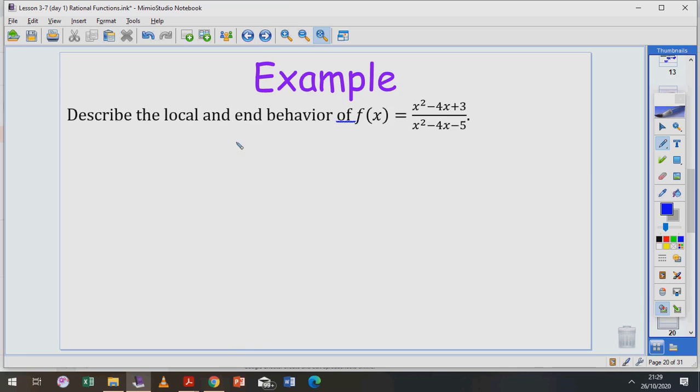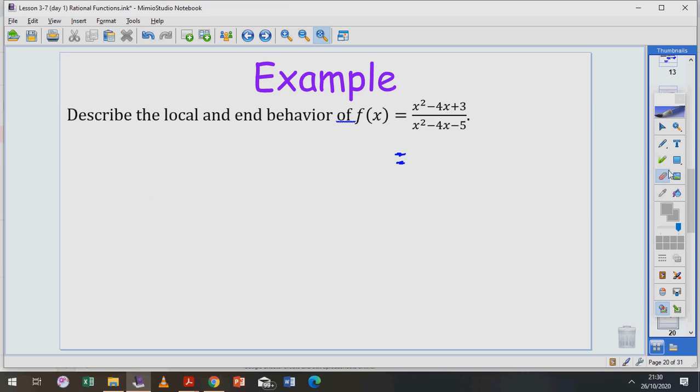The local and end behavior of this function: you're trying to figure out what's happening as x goes to infinity. The end behavior is you're trying to figure out what's happening as x goes to positive and negative infinity, what's happening to the y value? Is it this kind of shape? Is it this kind of shape? Is it this kind of shape? Or is it this kind of shape? That's what you're trying to figure out.